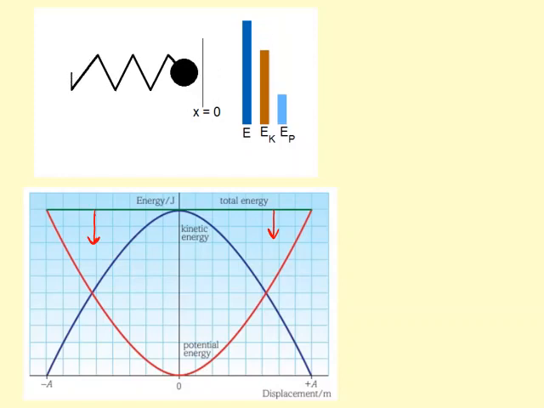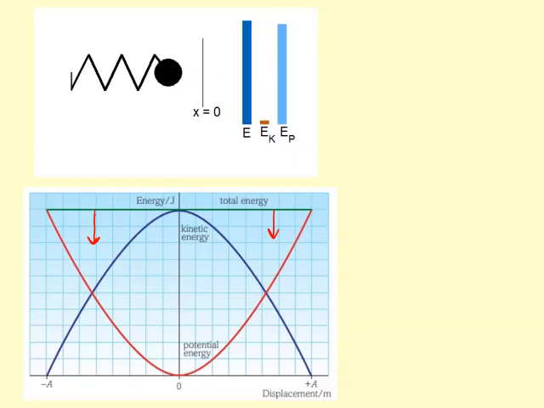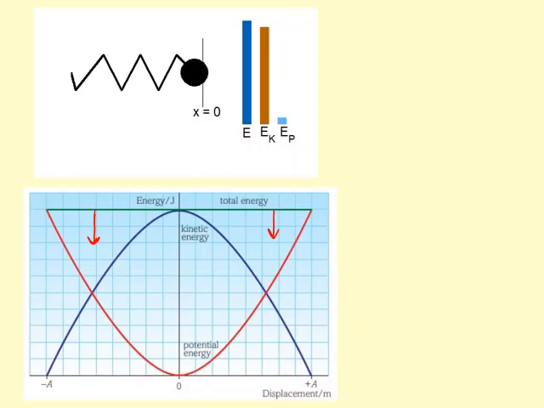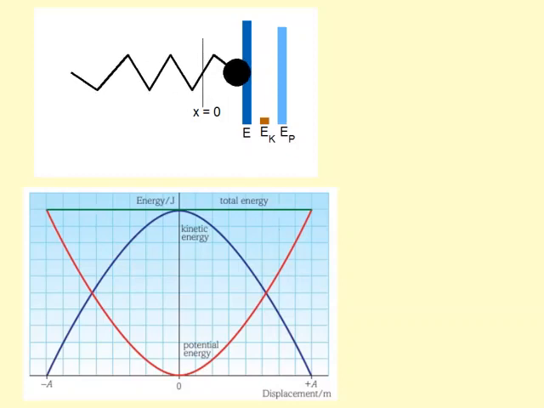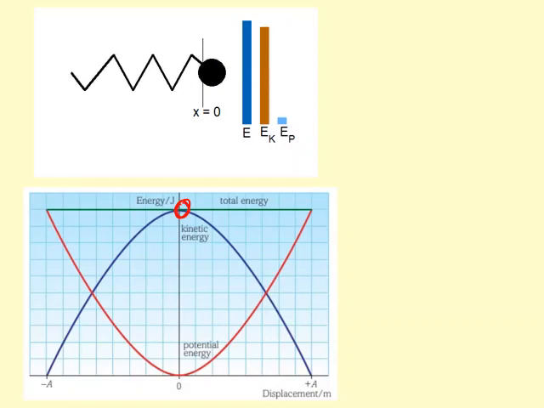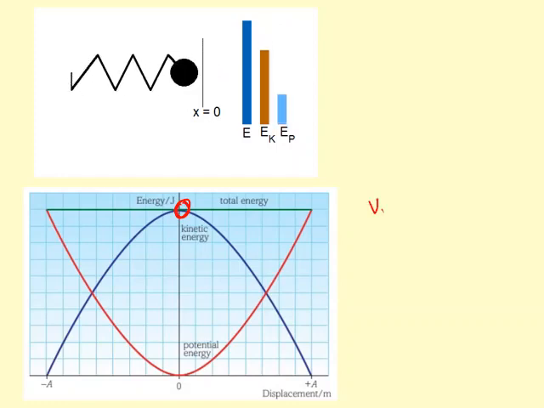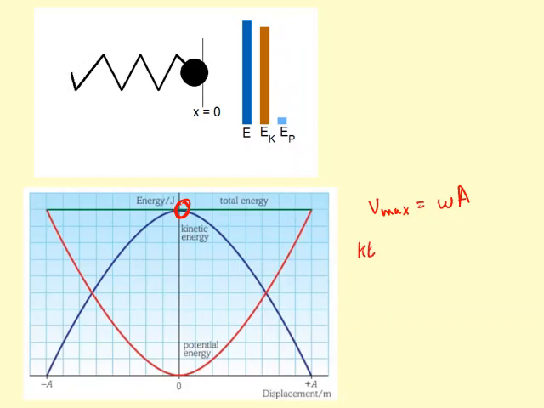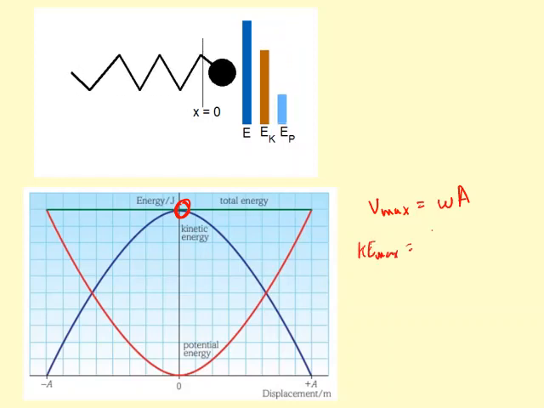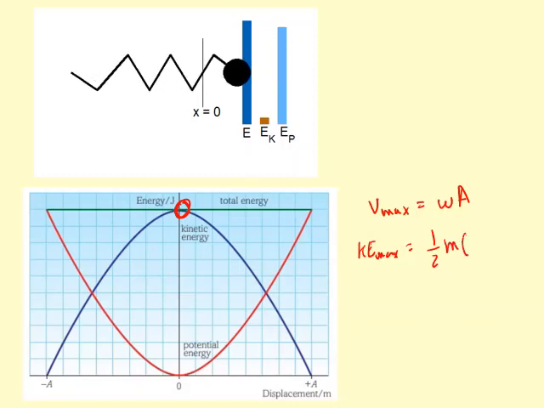So the shapes of the kinetic energy and potential energy are quadratics, the straight up quadratic and the inverted quadratic, and they will just be below the total energy line. We can figure out the total energy by thinking about the maximum kinetic energy over here. So the maximum kinetic energy, if you remember from the last equation, v max for simple harmonic motion is omega times A. So the maximum kinetic energy will equal half times mass times v max squared, which is omega A squared.